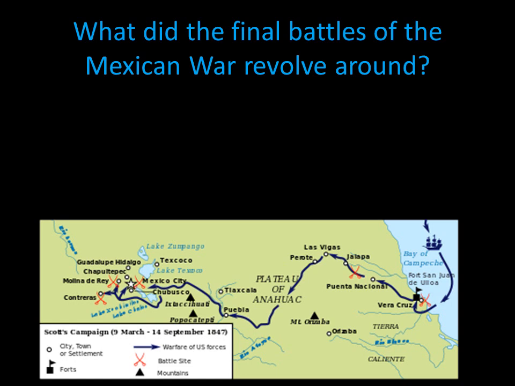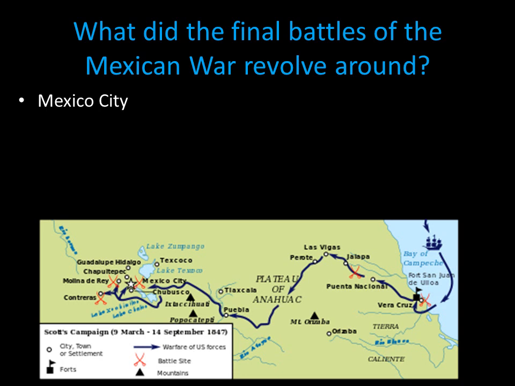Now down below there you see a map of central Mexico, and you can see on the eastern side of the map the town of Veracruz, the coastal town, and then you can also see the path that Winfield Scott's forces are going to follow from March to September on their way to Mexico City. The area around Mexico City is where the final battles of the Mexican War are going to take place.